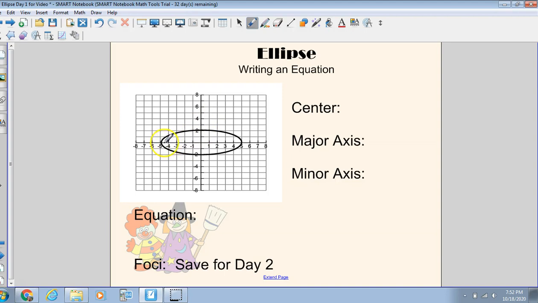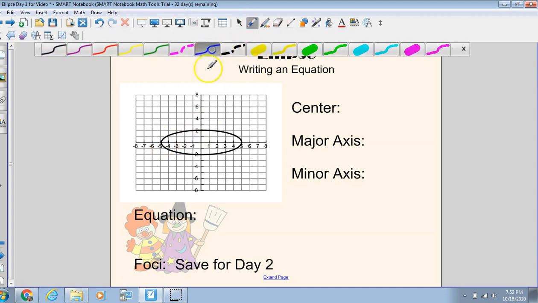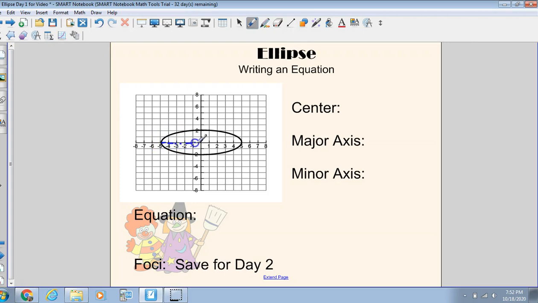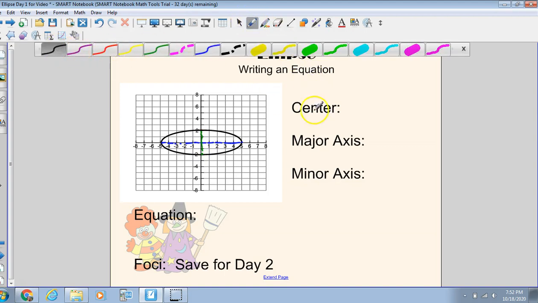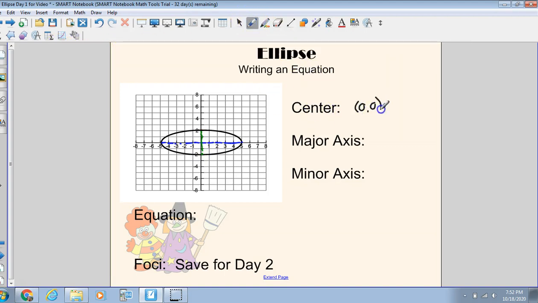So the center of this ellipse, sometimes I like to draw in my major and minor axis. Here's my major axis. I'm putting it in blue, and I'm going to put my minor axis in green. Where they intersect, that is our center, which in this case is (0, 0). Our major axis is horizontal. And I forgot to put it here, but let's note that our a value is 5 because we're moving left 5 and right 5 from center. And our minor axis is vertical, and our b value is 2.